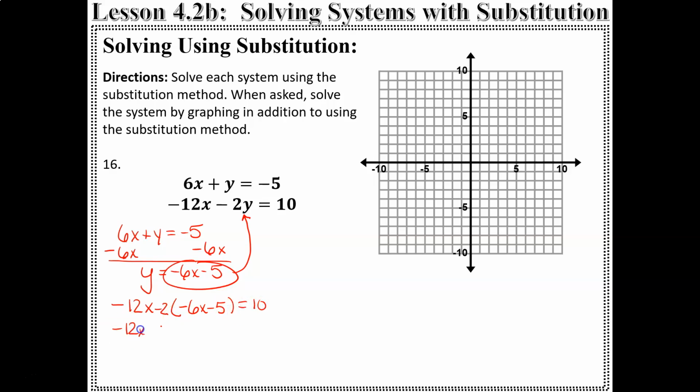So I have negative 12x plus 12x. Oh, we see where this is going. Plus 10 equals 10. These are canceled. I have 10 equals 10. So this is infinitely many solutions.